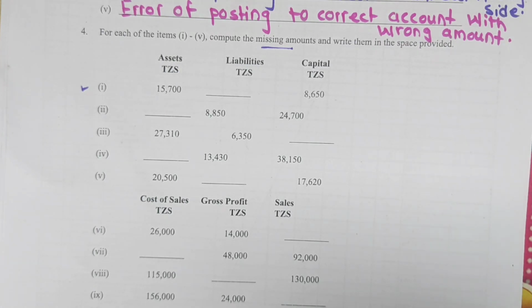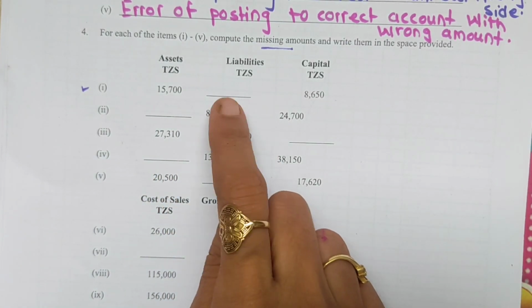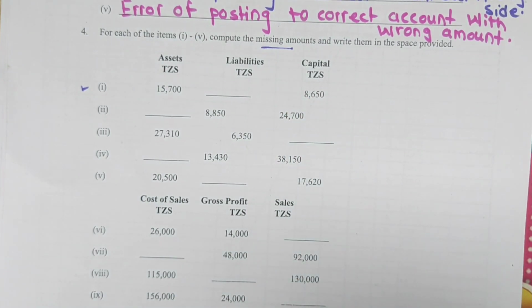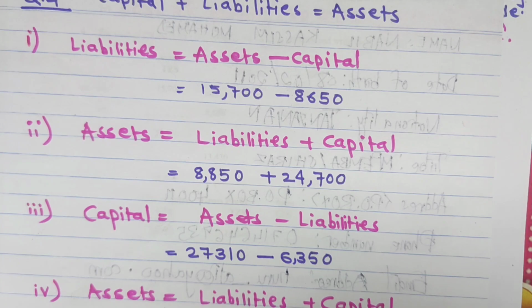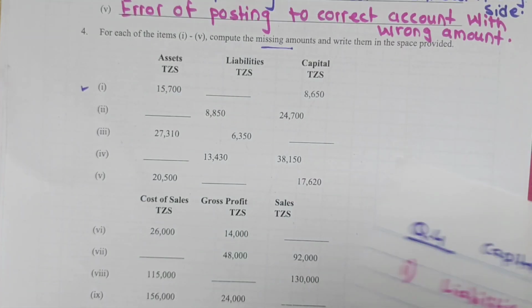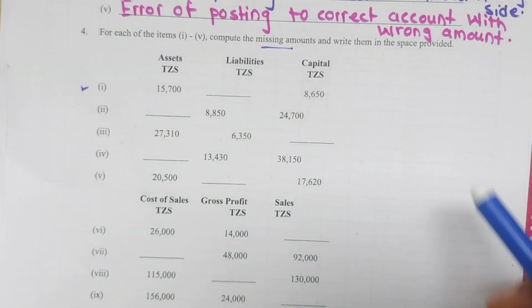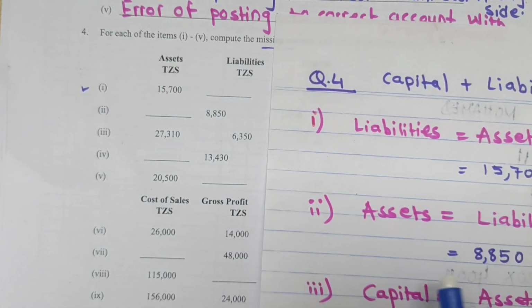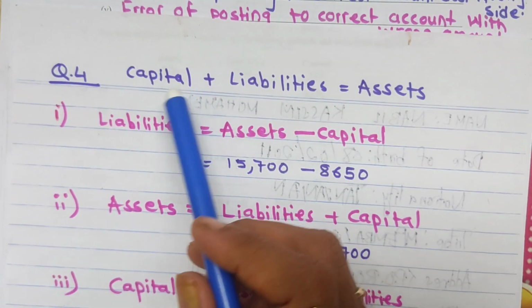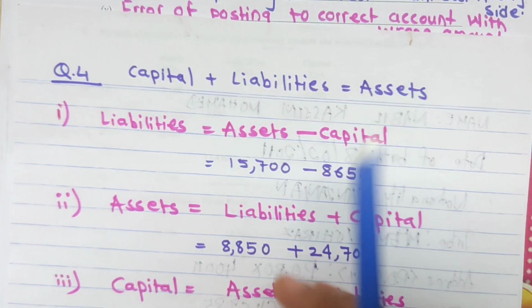So the first one, here asset is given 15,700, liability is dash, and capital is given 8,650. To make the calculation easy, we will do this on this paper, and the answer we will write down here. See students, you can do this in the space provided in the paper, and then write down the answer over here, right? For that, first you should know the formula. Capital plus liabilities is equal to asset.